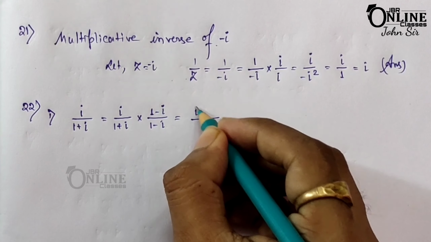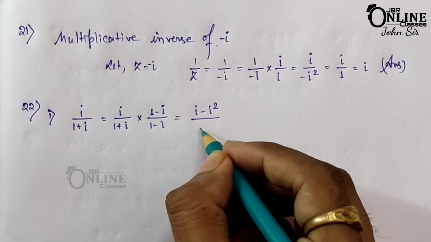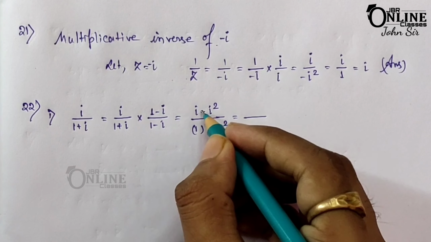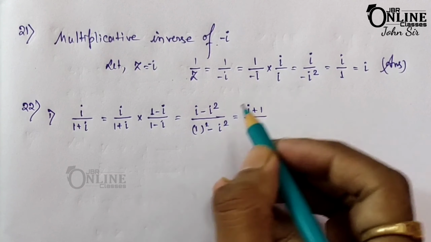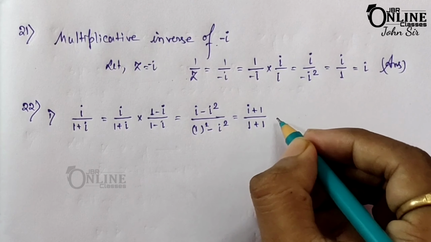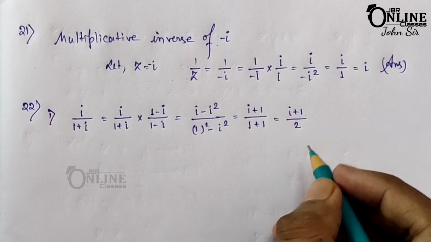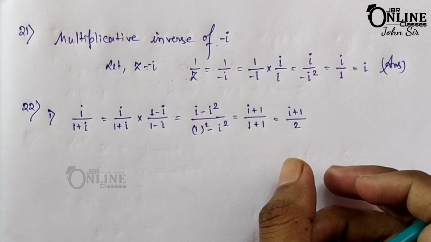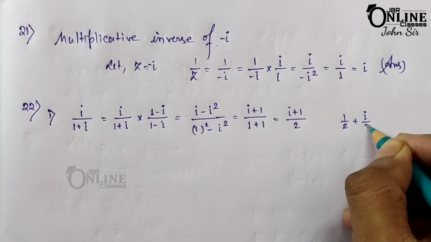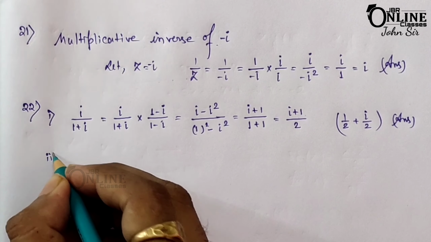So the upper one will be i minus i square and the lower one will be the formula of a square minus b square, that means 1 square minus i square. So now the upper one will be i plus 1, as i square means minus 1, and this one will be 1 plus 1. So it will be now i plus 1 by 2. And if you represent it in a plus ib form, then it will be half plus i by 2 as your answer.